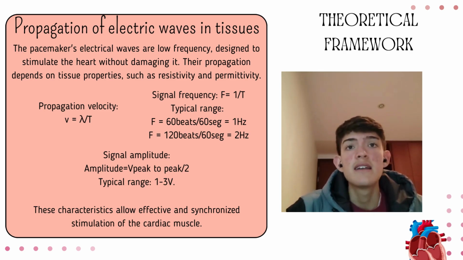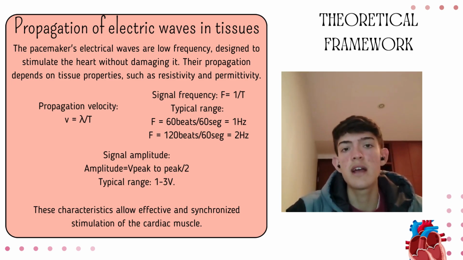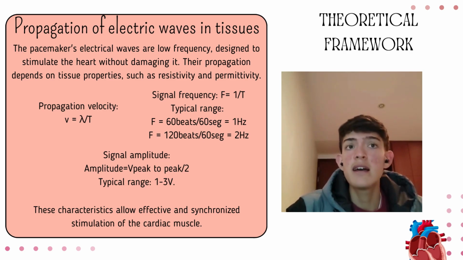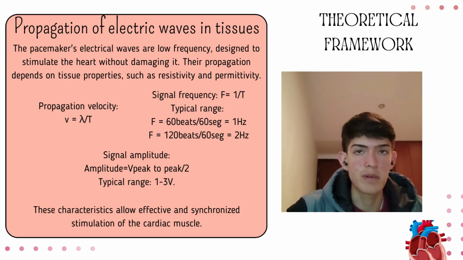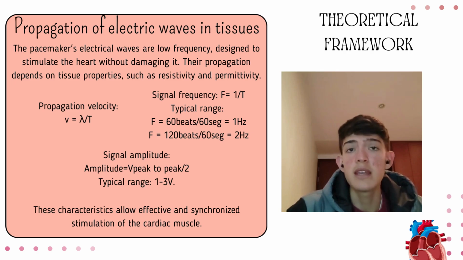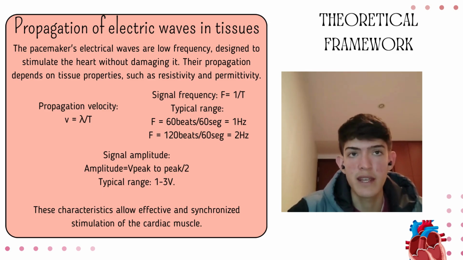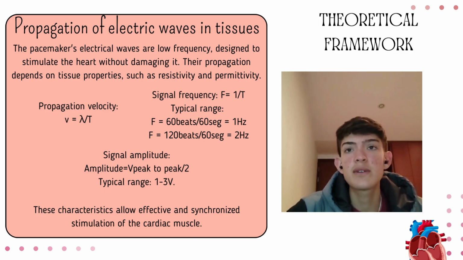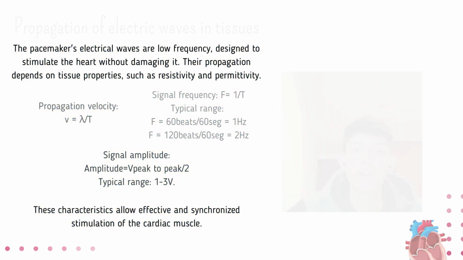The typical range is 60 beats divided by 60 seconds equals 1 hertz, and 120 beats divided by 60 seconds equals 2 hertz. The amplitude is the peak-to-peak voltage divided by 2. In a pacemaker, the amplitude is related to the peak voltage of the signal. This feature ensures that the stimulation is effective and specific, promoting synchronized contractions of the heart.